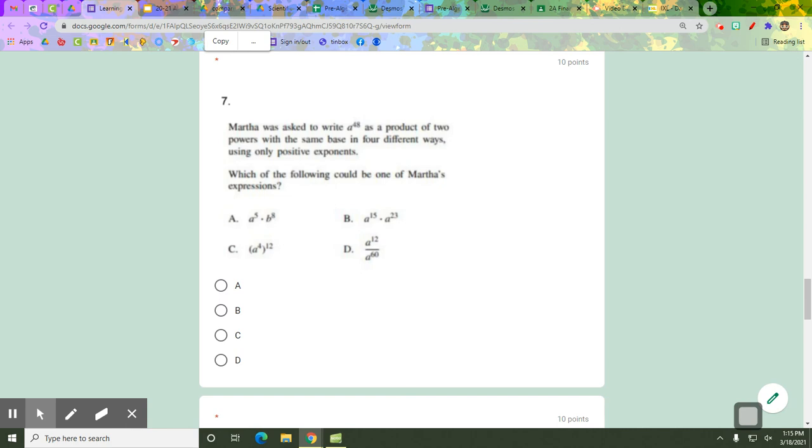Okay, so the base is the same. We're doing the product of the powers. So which one of those could be one of hers? Just for example, if you worked all these out, like A would be a to the 5 plus 8. 5 plus 8 is not 48. So you're doing A, B, C, and D, using your rules. Which one of those rules will give me a to the 48th power?